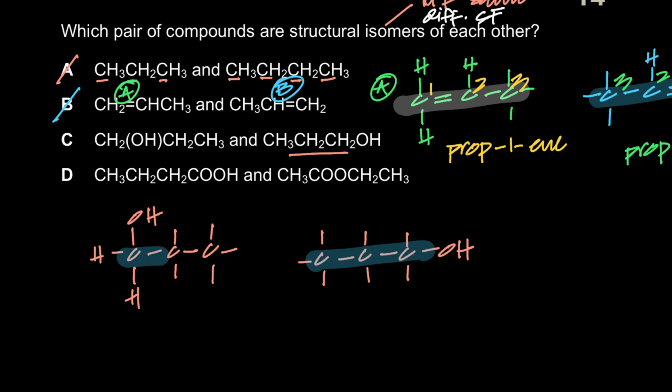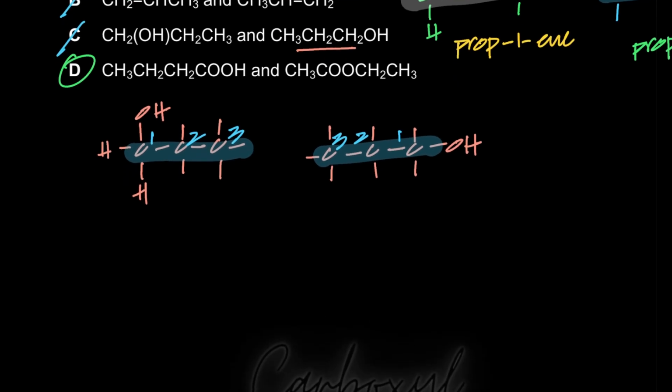Remember, we start numbering from the side where the functional group is the closest. So where the OH is the closest in this case. So they are both propan-1-ol. So C is also wrong. And therefore D should automatically be my correct option. But let me also prove it for you.